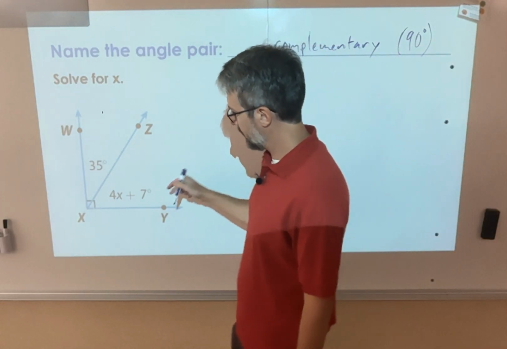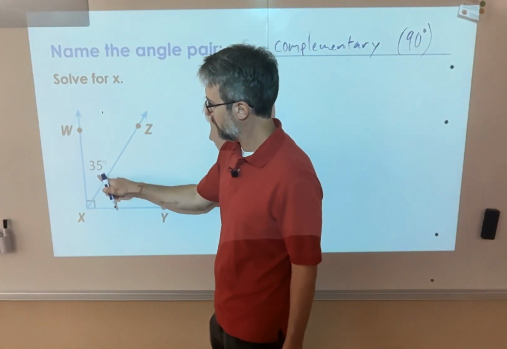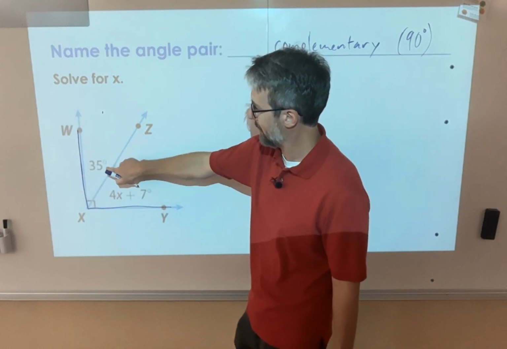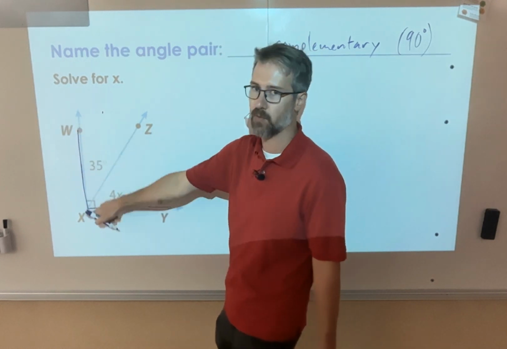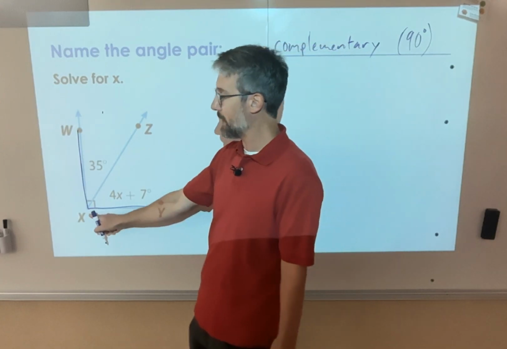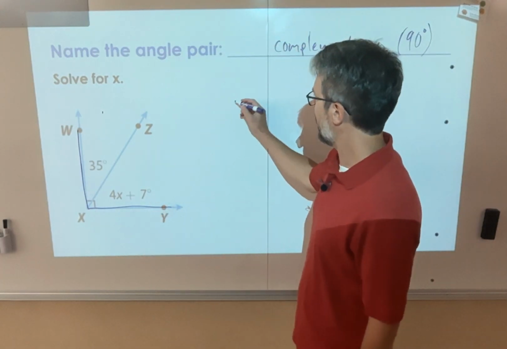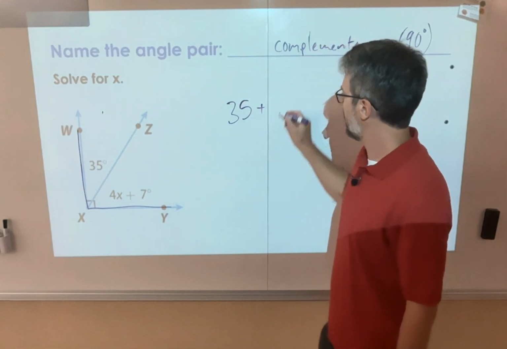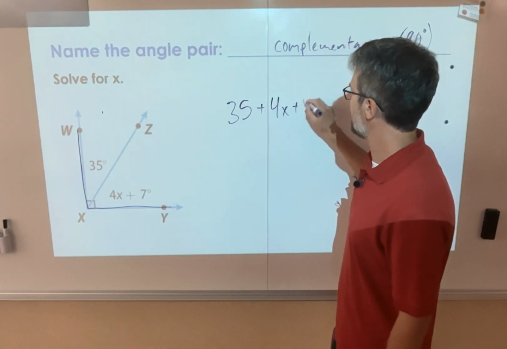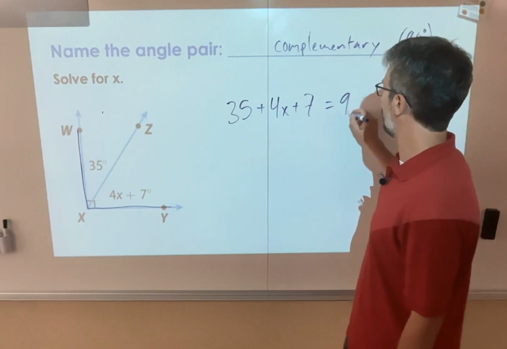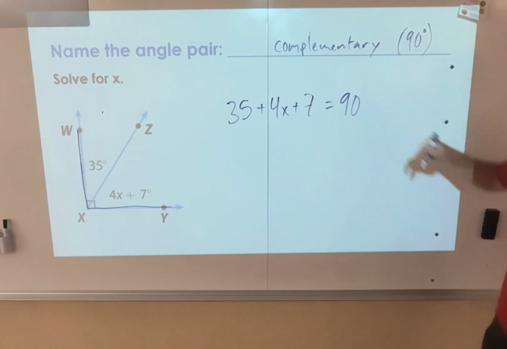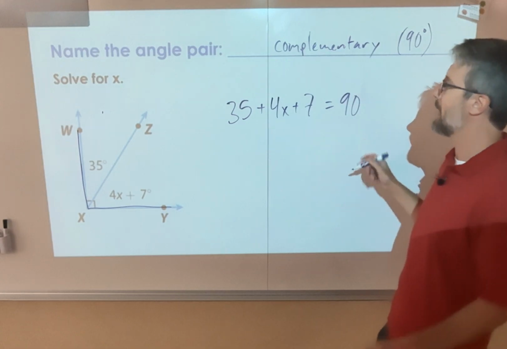So I know by angle addition that this angle plus this angle is going to equal the whole thing, right? If I add these two parts together, they will equal the whole. And I know the whole thing is 90 degrees. So what I can do is say that 35, one of the parts, and 4x plus 7, the other part, is equal to 90 because they're complementary. Actually, I don't like using the degree symbol when I'm doing the math.